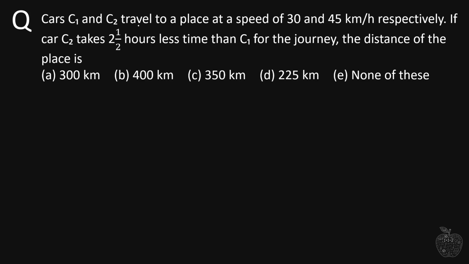Cars C1 and C2 travel to a place at a speed of 30 and 45 km per hour respectively. If car C2 takes 2.5 hours less time than C1 for the journey, the distance of the place is.